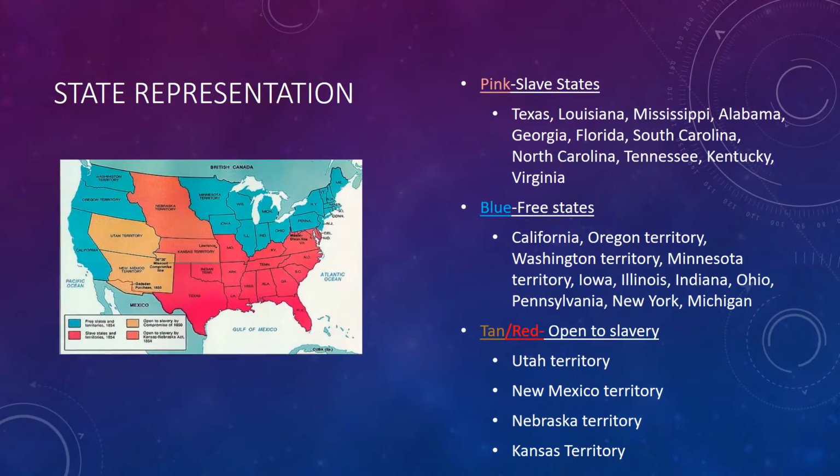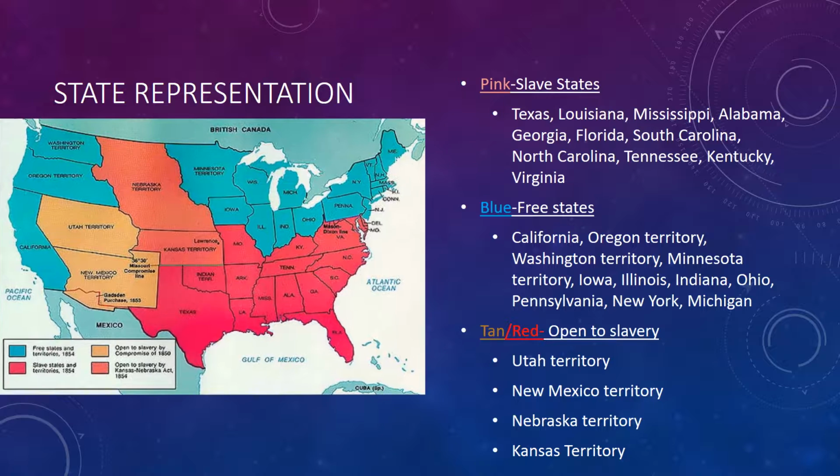In the following image below, it displays a map. The map is very colorful, as you see. It has blue, tan, and pink. Each of these colors represent either a slave state, a free state, or a state that is open to slavery by the Compromise of 1850.